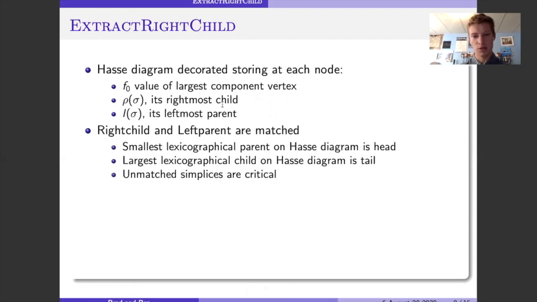And then we're just going to conduct matchings the exact way that they're done in extract raw. So the smallest leftmost lexicographically valued parent is going to be the head of an arrow in the gradient vector field, and its largest rightmost child is going to be the tail of an arrow. And then all of our leftovers are just going to be called critical.